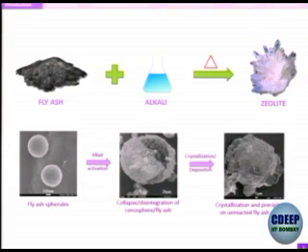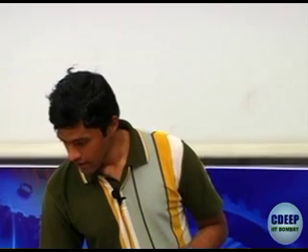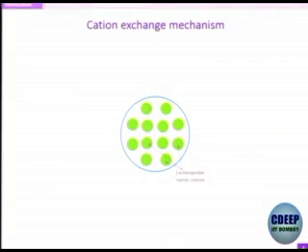So which means there are more parking spaces for the heavy metals or any other cations which the zeolite starts interacting with. And zeolite also has a very interesting property, which is known as the cation exchange mechanism, or the cation exchange capacity of the material. So here the material has a particular number of cations which are available for exchange with other cations.